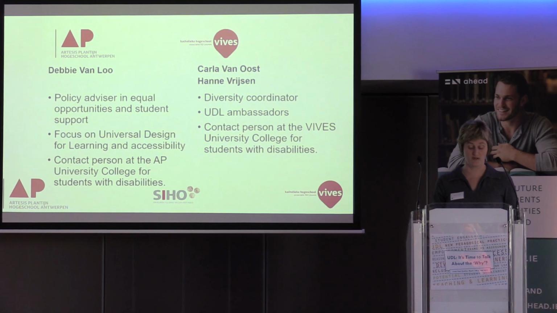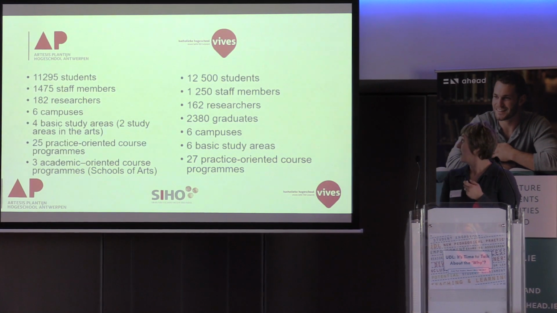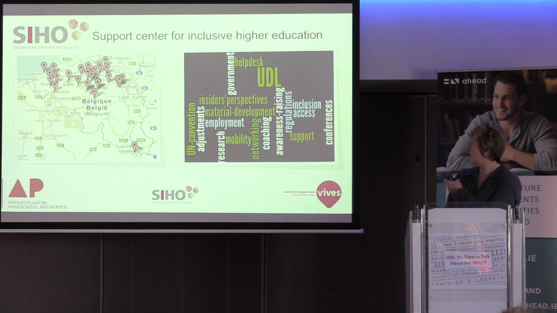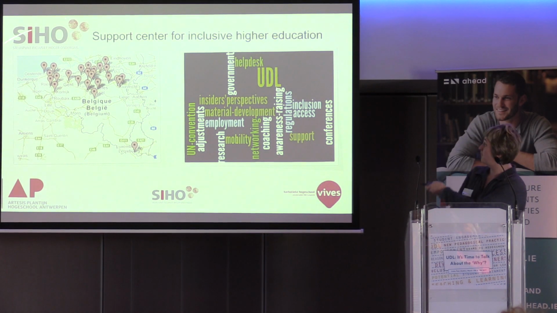We are all 3, as you can see, policy advisors and disability coordinators in our university college. At the next slide, we give you some facts about our university colleges, and as you can see, they have about the same amount of students and staff, and we are both located on 6 different campuses. On this map, you can see VIVES is located here in the west of Flanders, and the App University College is located in the north of Flanders.